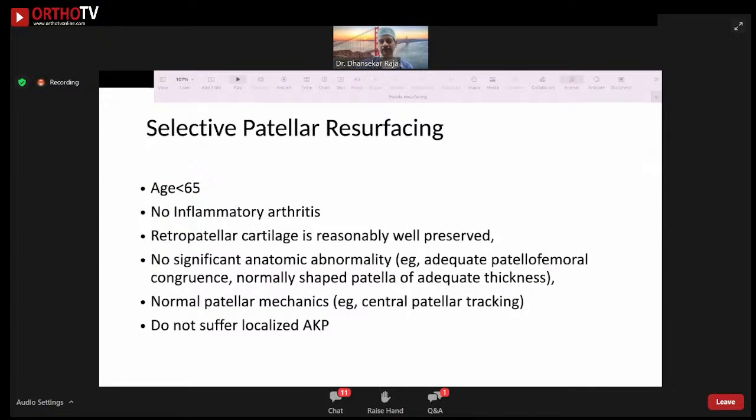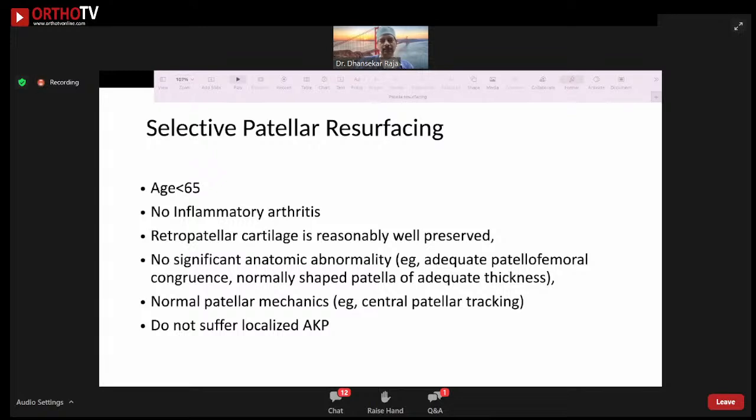So when you come to selective patellar resurfacing, these are the indications. Patient age less than 65, a younger patient with reasonably good cartilage, we don't resurface. There should not be inflammatory arthritis. So most of my inflammatory arthritis patients are resurfaced. Retropatellar cartilage is reasonably well preserved. If I see a pristine intact cartilage, especially when I use a CR type of implant, I don't resurface. Even with the PS, I don't resurface.